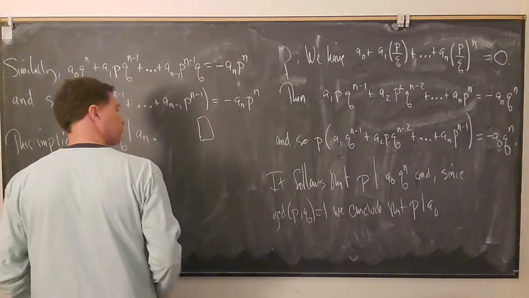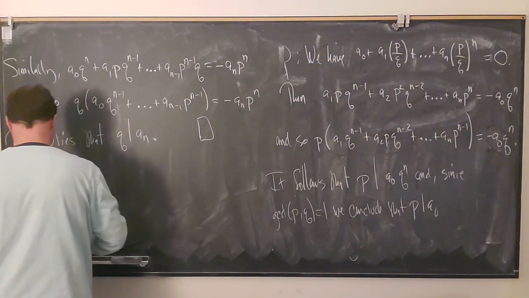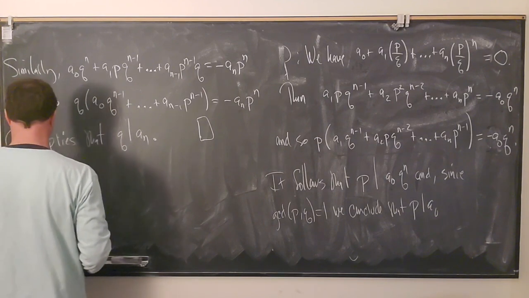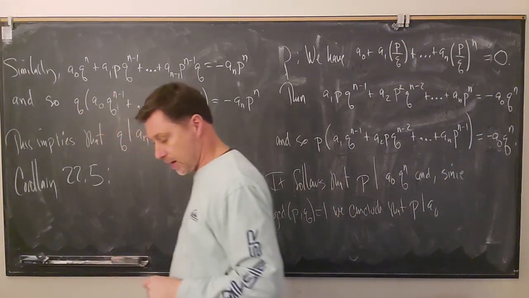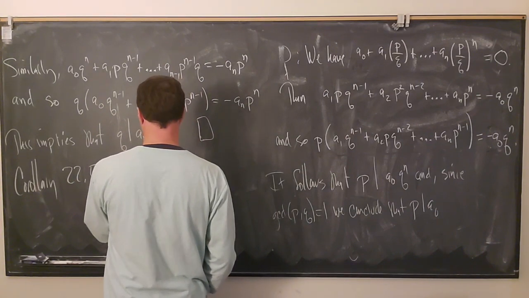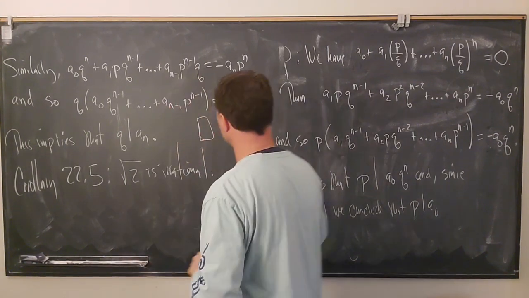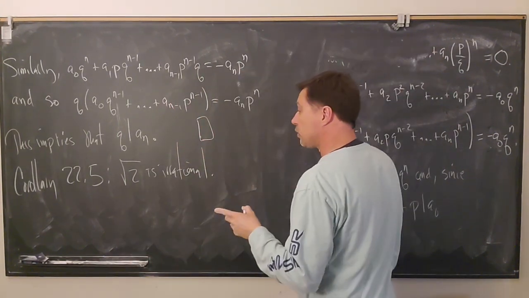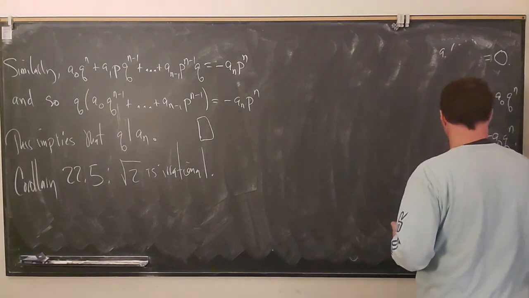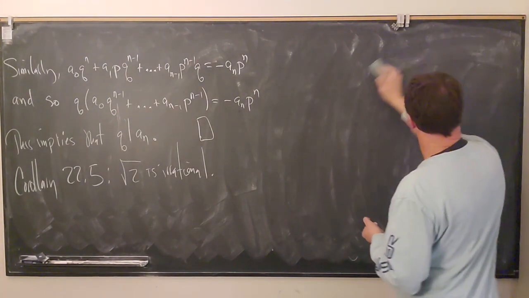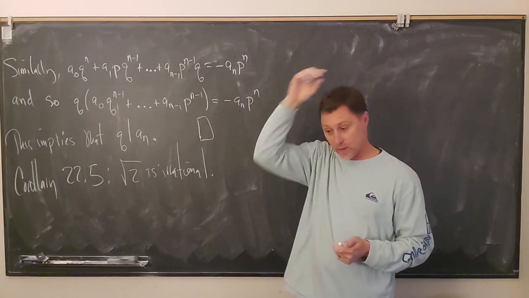As a quick corollary, I think you're going to like this. Let's put it down here. Corollary 22.5 is that the square root of 2 is irrational. We already know that the square root of 2 is irrational. In Math 248, you probably went through a proof by contradiction. That's a fun proof, but now we have another way to prove it, just as a quick consequence of the rational root test.